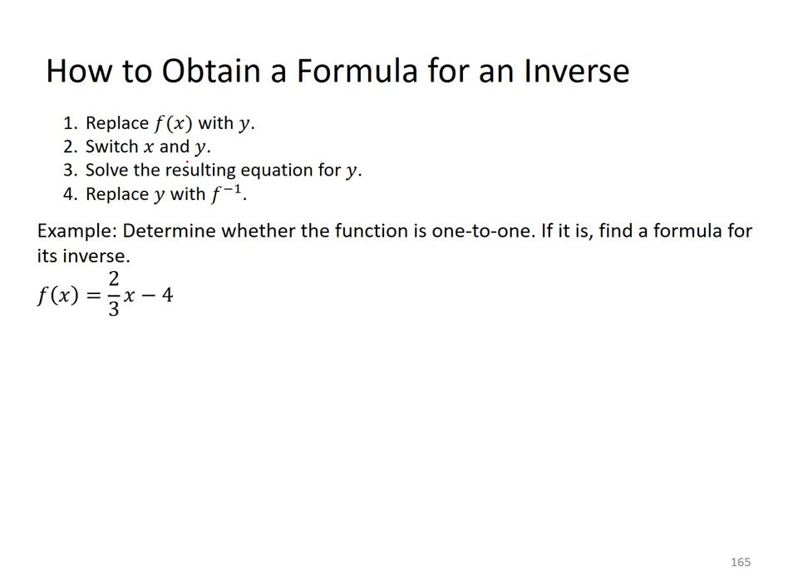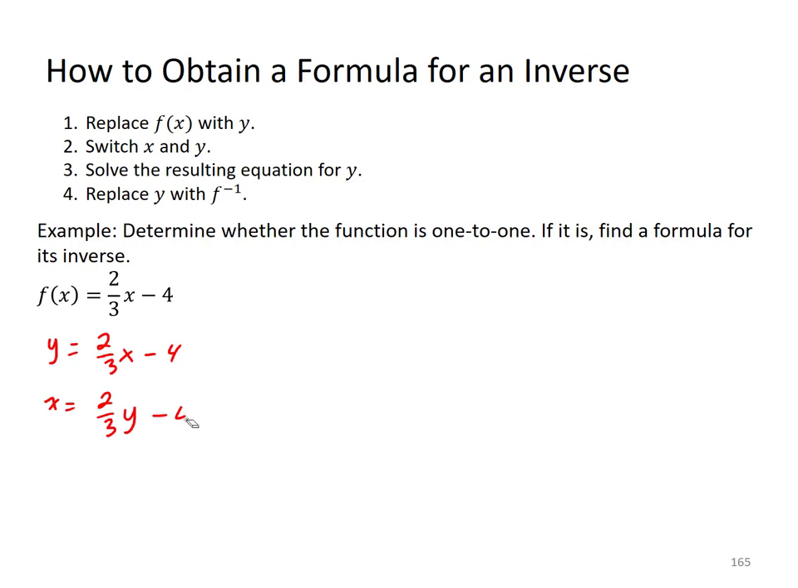Example, determine whether the function is 1-to-1. If it is, find a formula for its inverse. The function is f of x equals 2/3 x minus 4. So first, I'll replace f of x with y, so that I have y equals 2/3 x minus 4. Next, I will switch x and y, so that this becomes x equals 2/3 y minus 4.